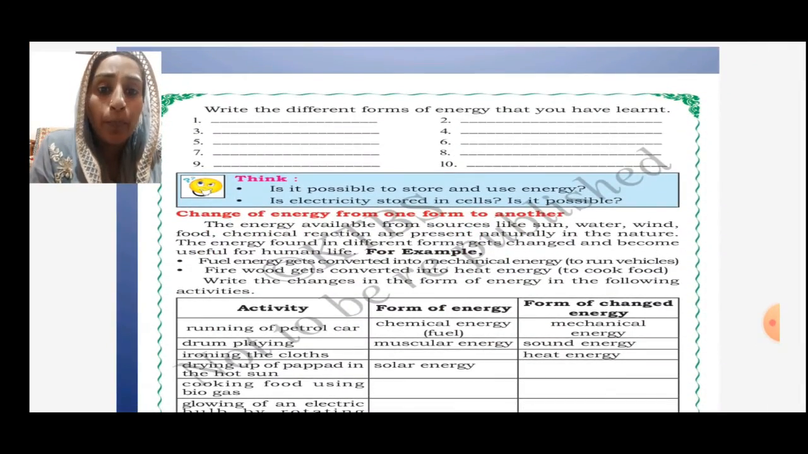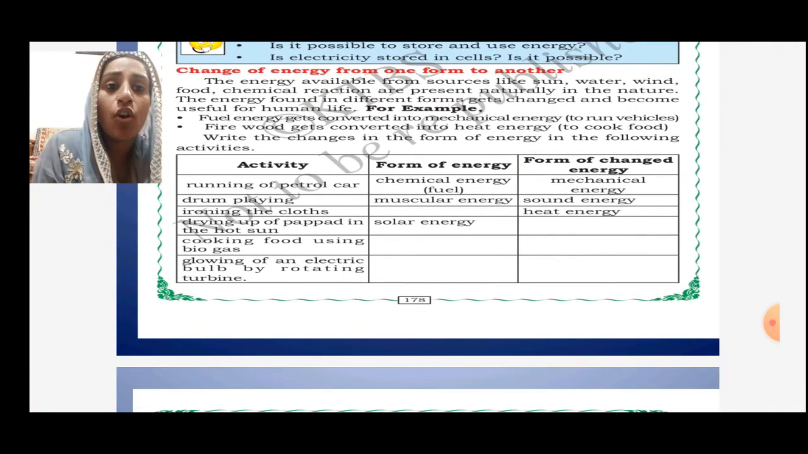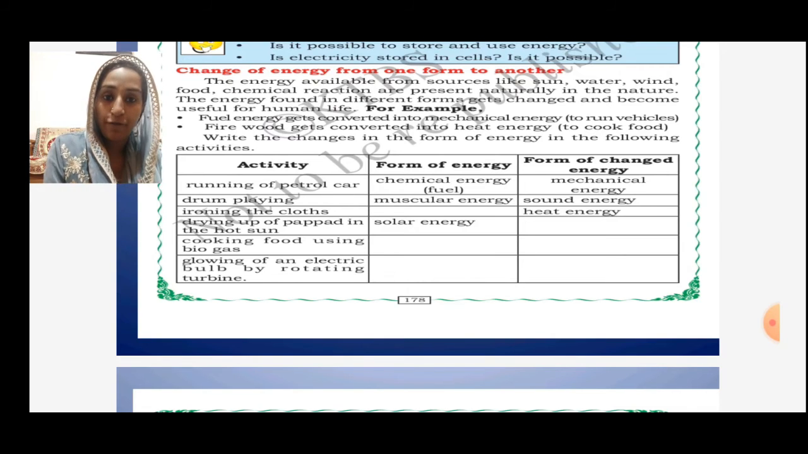Okay. Now let's go for another topic, that is change of energy from one form to another form. See, your mechanical energy is converted into heat, and energy is converted into electrical energy. This is changing from one form to another form. Let's see what are the things that can be changed from one form to another form.